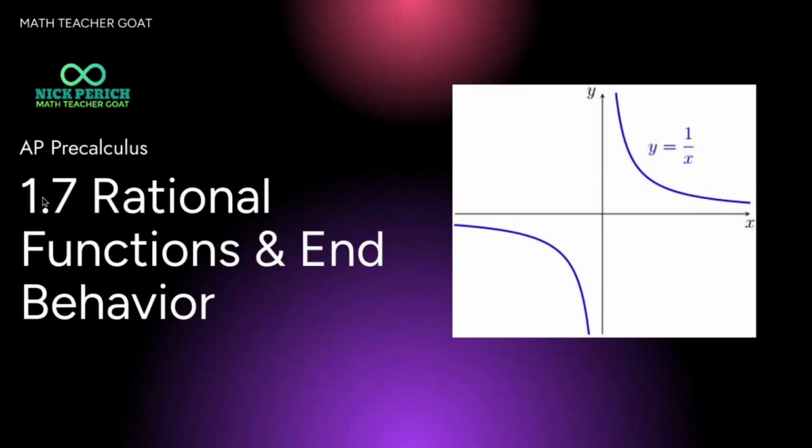Now we are on section 1.7, which is rational functions and end behavior. We spent the first half of unit 1 talking about polynomials. Now we're moving on to rational functions, which is fractions.